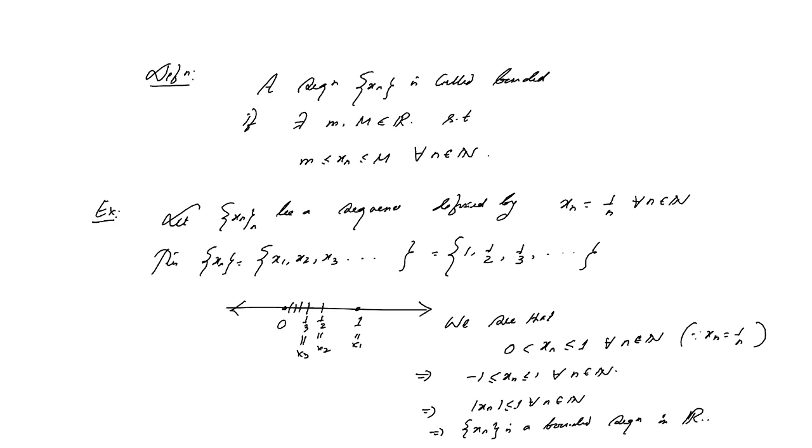We can derive many more examples. Example 1 is the popular one: the sequence 1 by n, which is a bounded sequence. Another example, example 2: let xn be a sequence defined by xn equals minus 1 whole to the power n, for all n belongs to natural number.